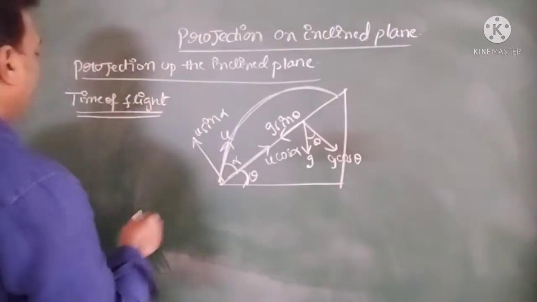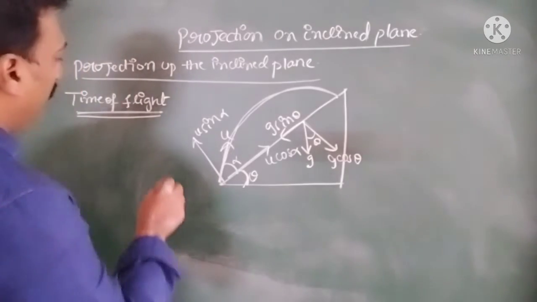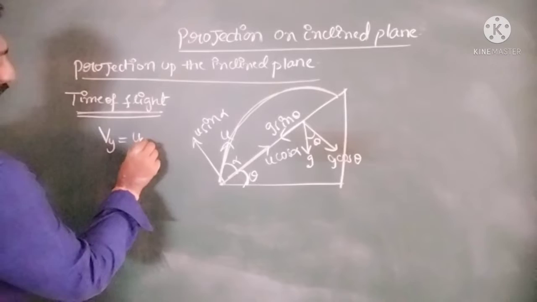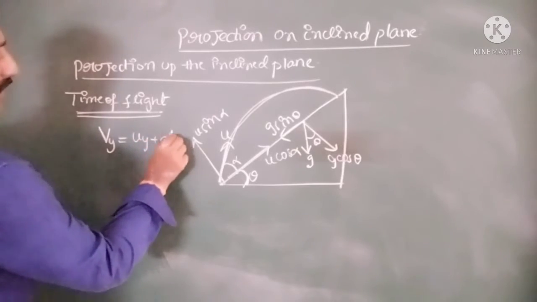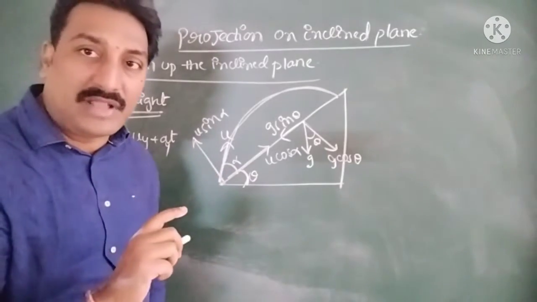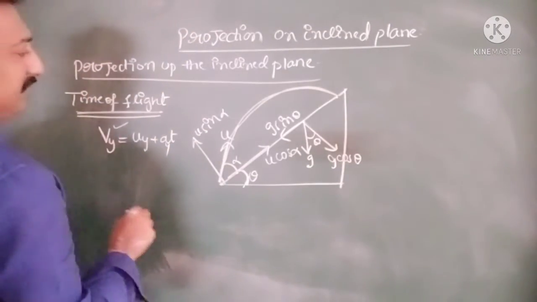So when we are discussing the y-axis here, the time of flight, first of all, we know v sub y is equal to u sub y plus a sub y into t. For only upward motion I am calculating first of all. Okay. So now, what is the value of v sub y here?